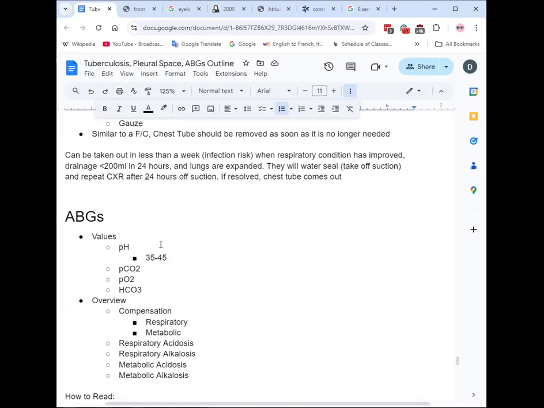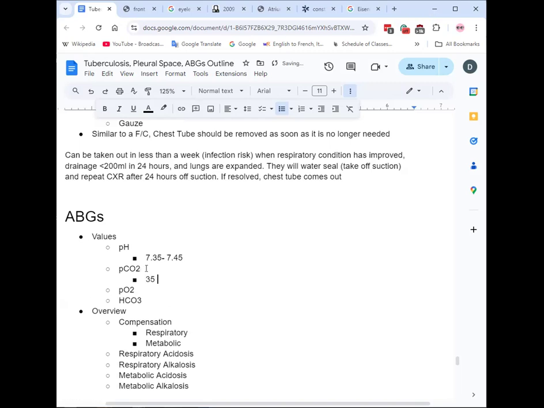Yeah, the pH for this one, sorry, the value is 7.35 to 7.45. Sorry, my brain is fogged. And the PCO2 is also nice because it's the same value. I should probably put this one first.